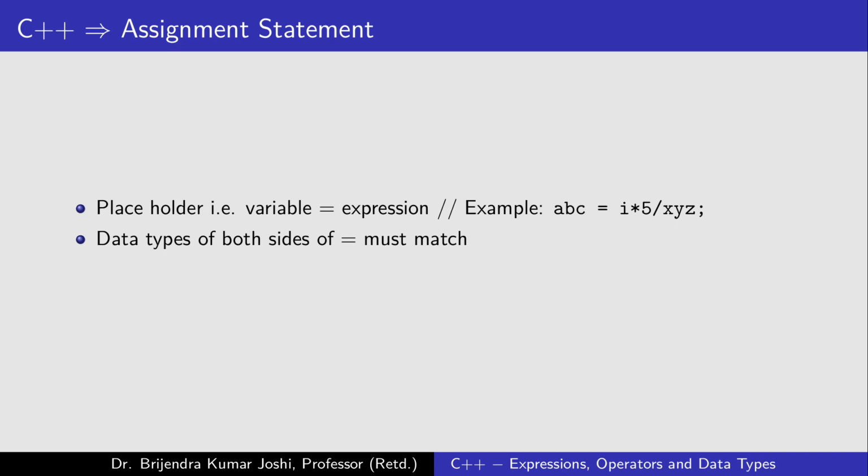Now assignment statement. What is an assignment statement? We have to write a placeholder, that is a variable which occupies some space, followed by this operator, we call it the assignment operator. And on the right hand side, we can write any legal expression. For example, ABC might be of type float, maybe integer, we don't know, as the case may be, assignment operator, and this is an expression divided by another expression, or the entire thing is an expression. One thing we should always remember, that the data types of both sides of this assignment operator must match.